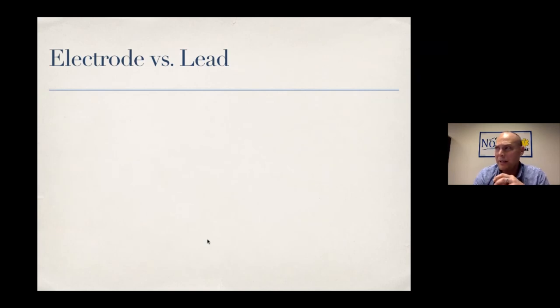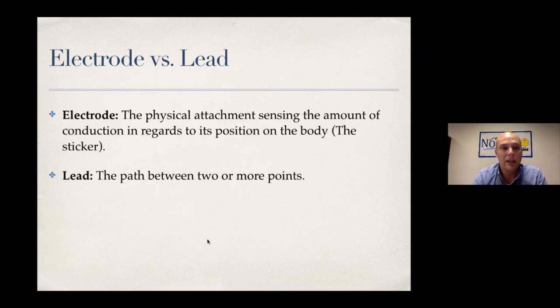This is an important concept when you're thinking about interpreting an EKG. A lot of times students have a problem with the difference between an electrode and a lead. And those are what look at the conduction through the heart that we saw in the last slide. An electrode is the actual physical attachment. A lot of this may seem rudimentary to a lot of people, but some people don't think about this. It's actually what you're adhering to the chest. So that's actually sensing the conduction and where it is in relation to that position on the body.